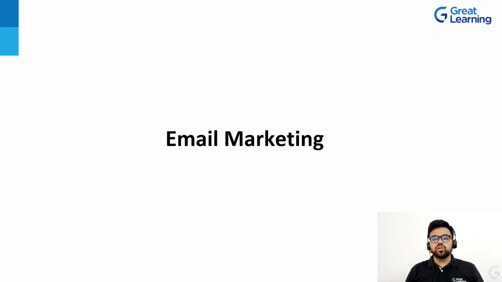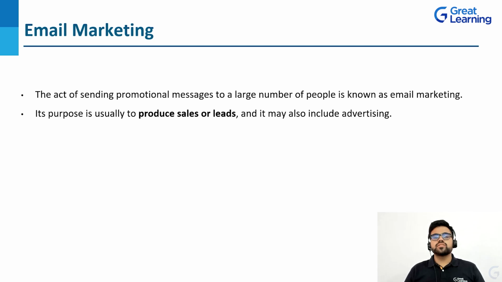All right, now let's talk about the first aspect of internet marketing, that is called email marketing. It is the most basic form of marketing that is available out there, which has been running for a very long time. Now, what happens in email marketing? It is the act of sending promotional messages to a very large number of people to the extent in which they can connect with you on an emotional and personal level.